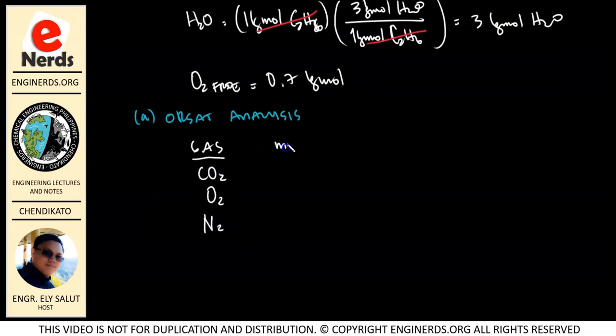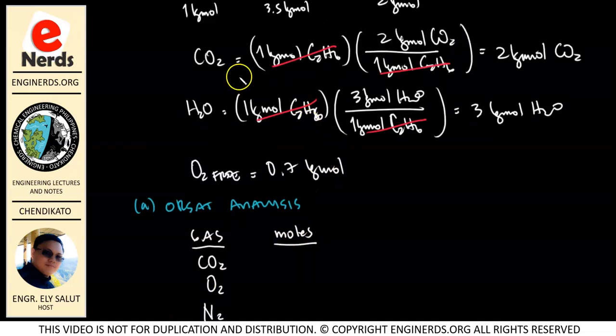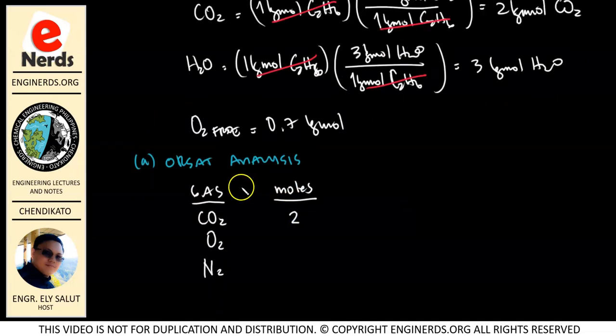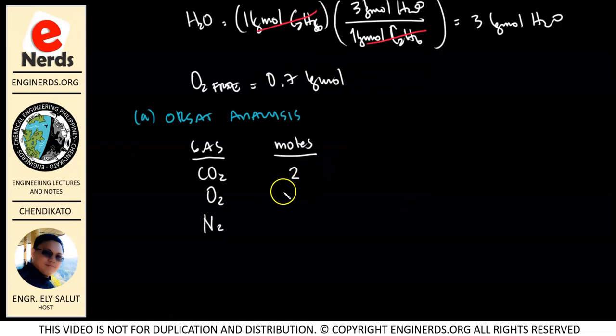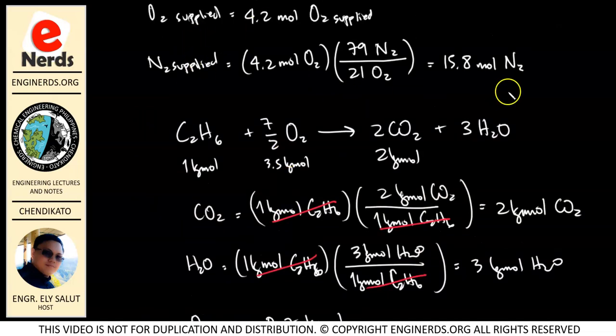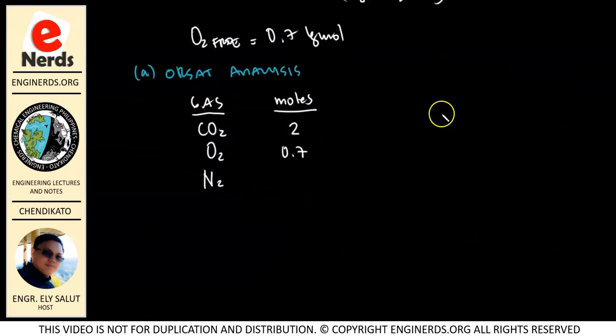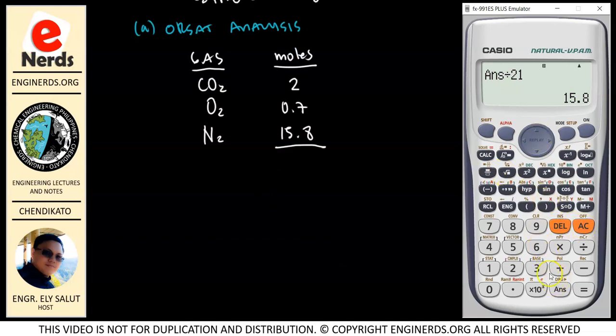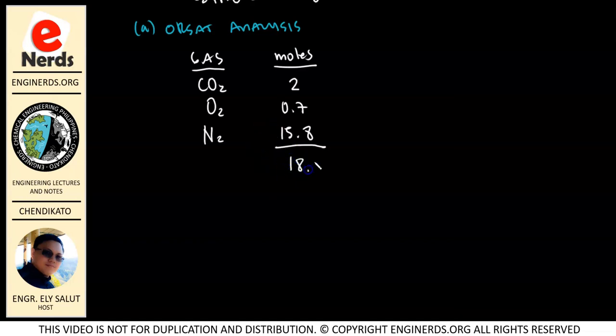So let us get the number of moles of every component in our stack gas. So we have CO2. How much CO2 do we have? 2 kilogram mole. How much free O2 do we have? 0.7. And how much N2 do we have? We already calculated that. We have 15.8. Alright, so let us get the total of this. So we have 15.8 plus 2 plus 0.7. So we have a total of 18.5.